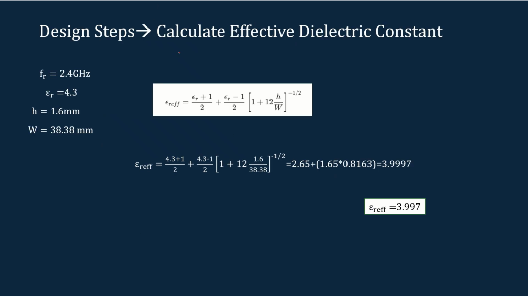Next is calculating the effective dielectric constant. The effective dielectric constant can be calculated using this expression. Here we have to consider the calculated width and the height of the dielectric. If you substitute these values, because here we are considering all the parameters in millimeters, 1.6 mm and 38.38 mm, which is the calculated value, we will obtain the effective permittivity as 3.997.